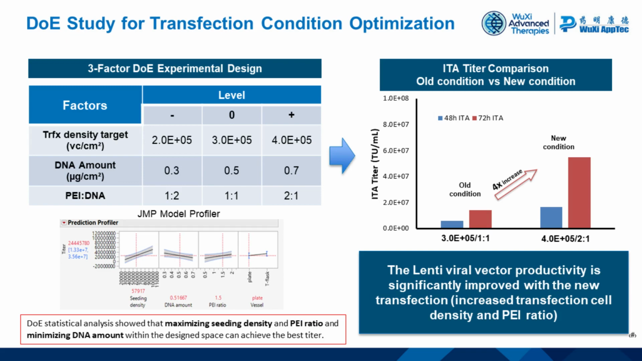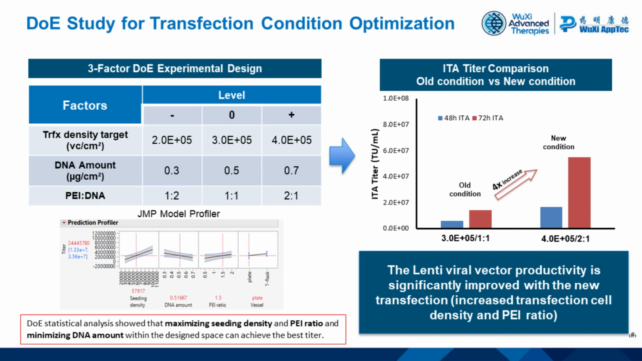In order to achieve high lentiviral vector titer, appropriate transfection condition is quite important. So this slide summarizes the DOE study we performed to optimize the cell density, DNA amount, and PEI ratio for transfection. Statistical analysis shows that maximizing the cell density and PEI ratio within the design space can achieve the best titer. The data was further confirmed, and we can see the lentiviral vector productivity was significantly improved after optimization.